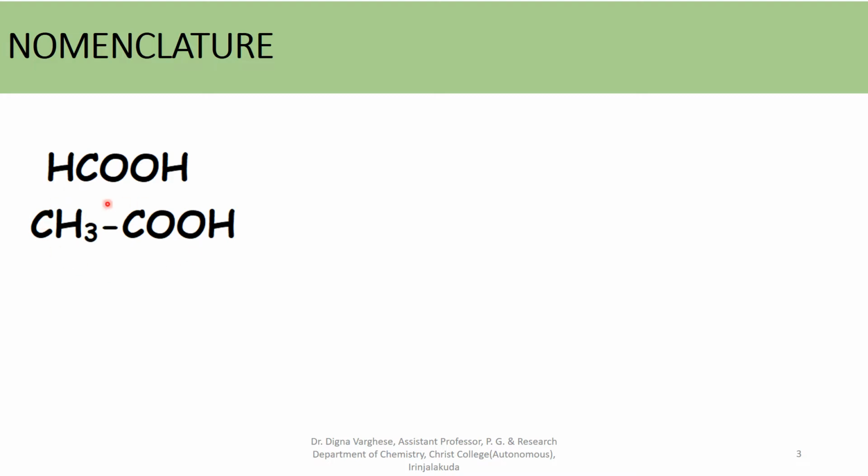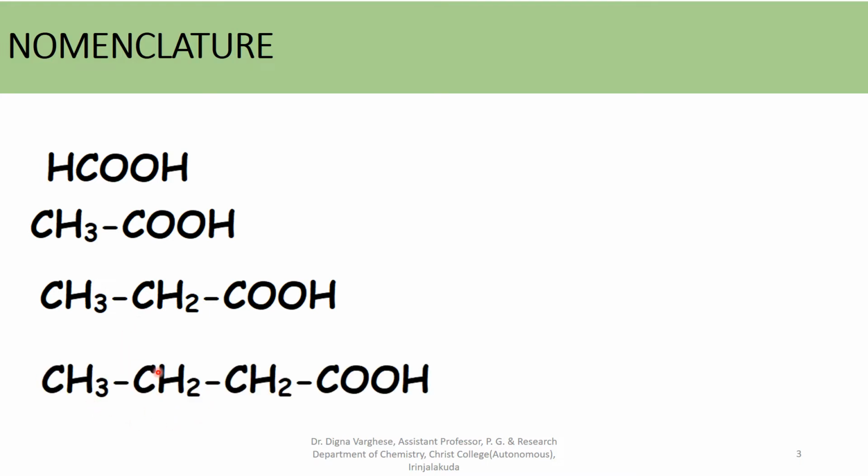Next one is acetic acid. Acetic acid contains two carbon atoms, so its IUPAC name is ethanoic acid. Here you can see propanoic acid. It contains 1, 2, 3 carbons in the chain, so it is known as propanoic acid. Both the common name and the IUPAC name are the same.